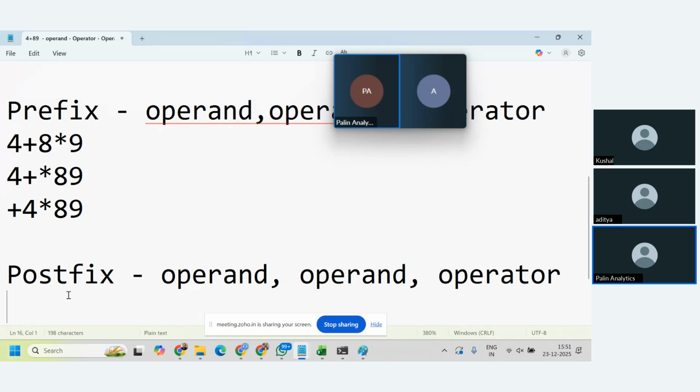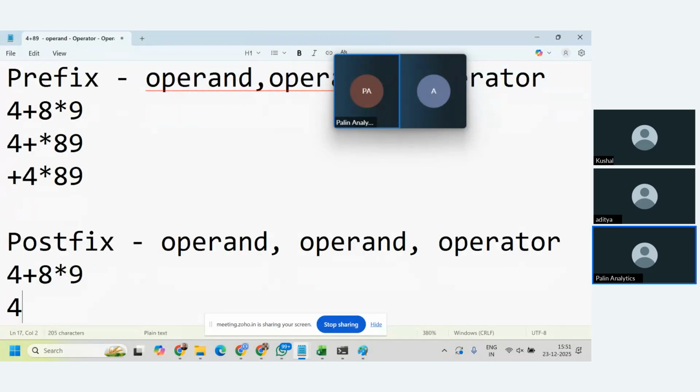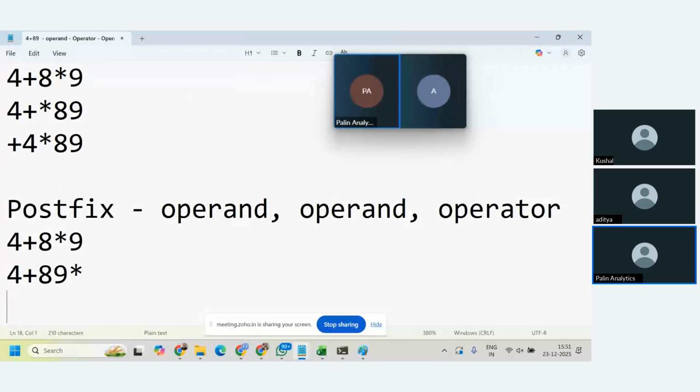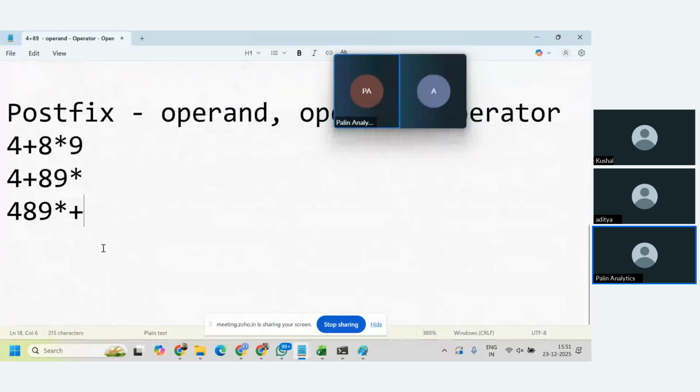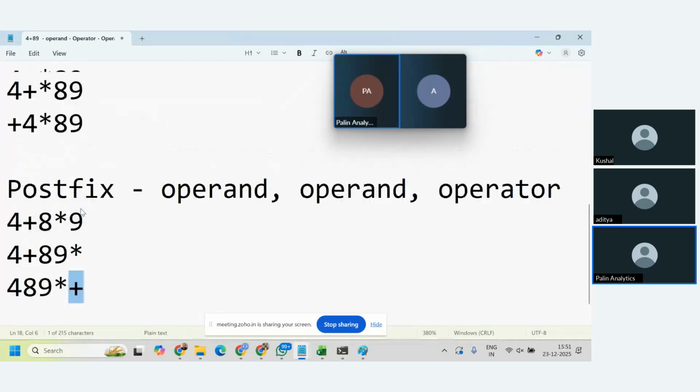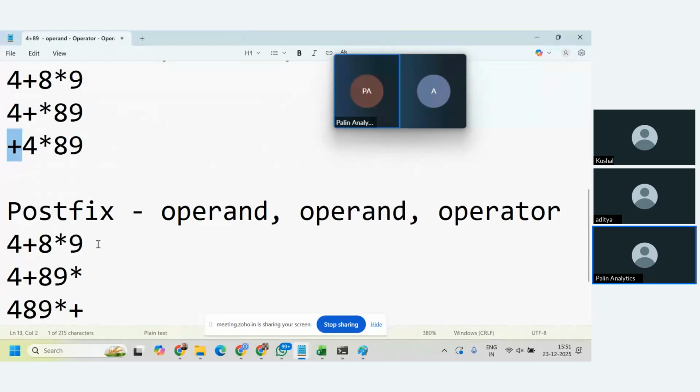Okay. So just opposite of this, what will happen? Well, in this it is 4 plus 8 into 9. So what will happen? First of all, 4 plus and 8 9 into. This is the first step, and then 4 8 9 into and plus. Right? So you can see here the operator which has the least priority, which is going to get executed at last, will be coming at this place, as the last element, and in the prefix this is the first element. Okay.